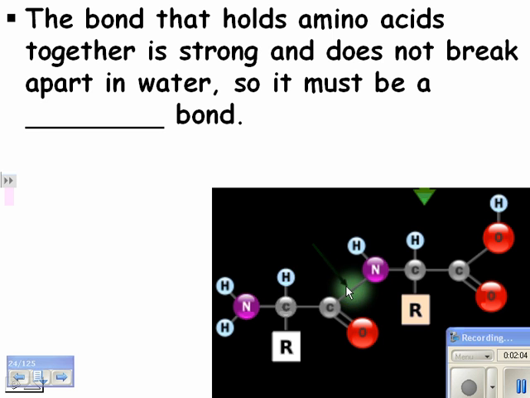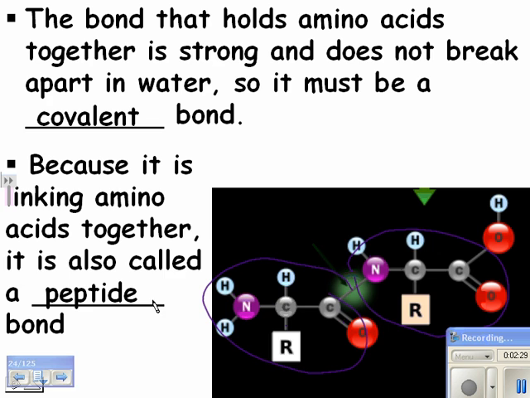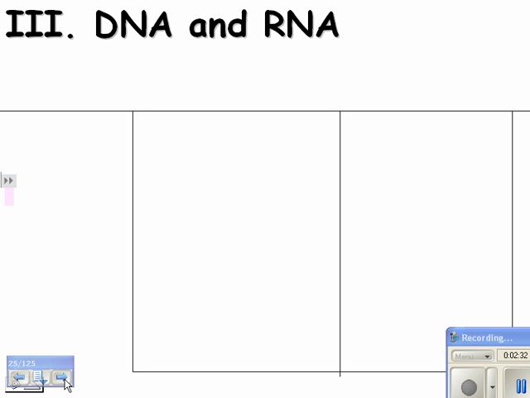The bonds that hold amino acids together, the bond is strong and does not break apart in water. So it must be a covalent bond. And that particular special covalent bond is called a peptide bond. Because it's linking amino acids together, it's also called a peptide bond. So that and that and that and that, and these two and this one and this one, those are all covalent bonds. But this is the one that holds this amino acid together with this one, so it's also called a peptide bond.